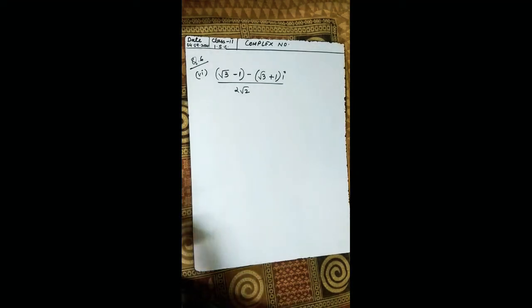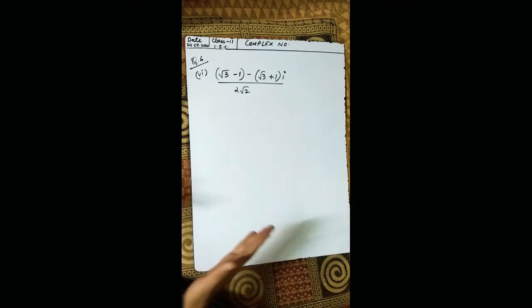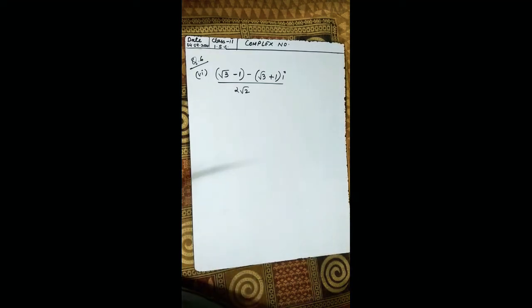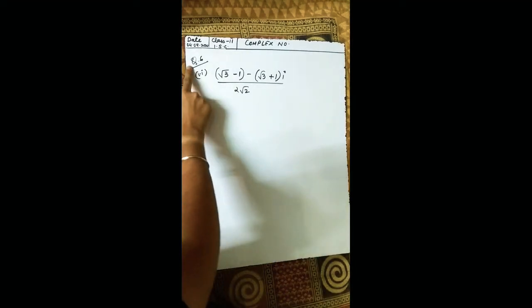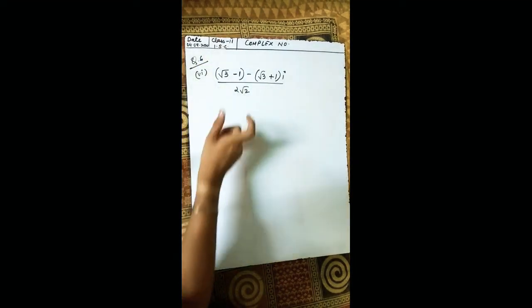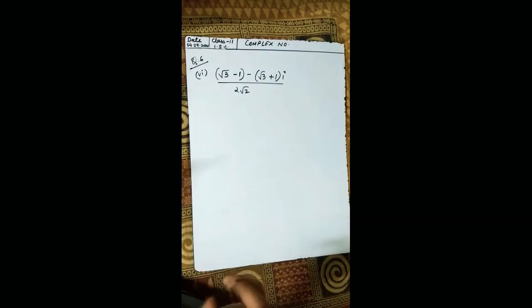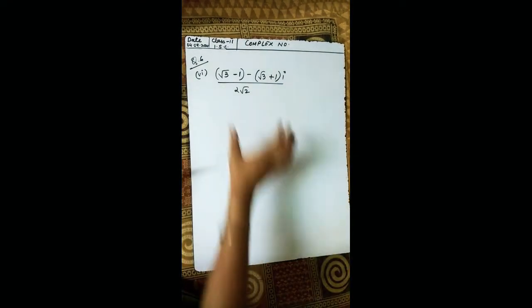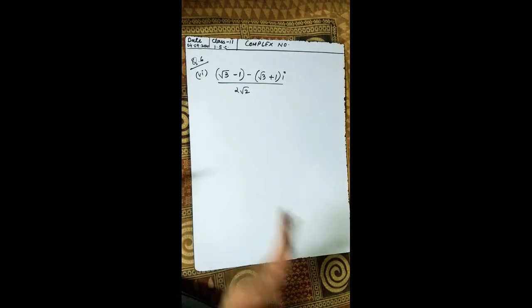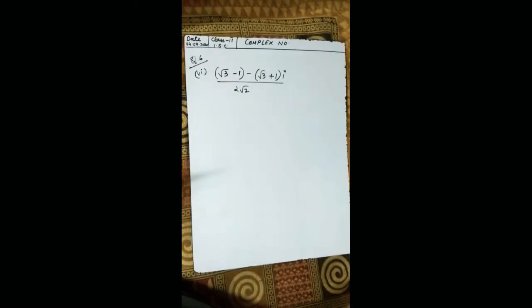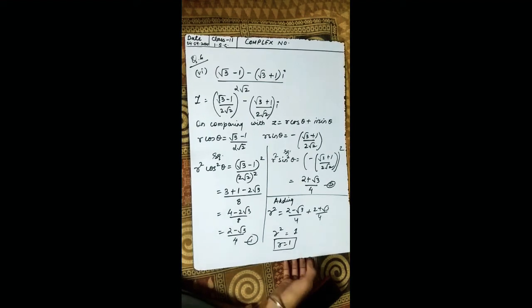As we were doing exercise 5.3, I guess we have completed that exercise, but some of the students are facing problems in question number 6, which says convert the following complex number into polar form. So this is the complex number and we need to convert it into the polar form. So let's do this question. Okay, let us understand.